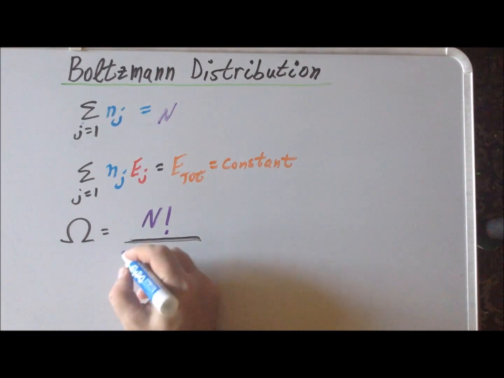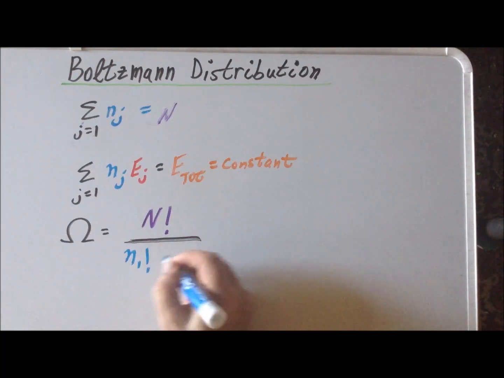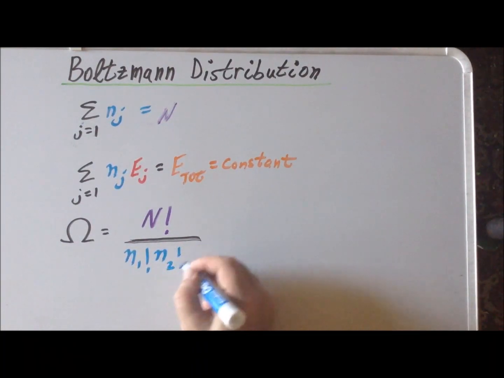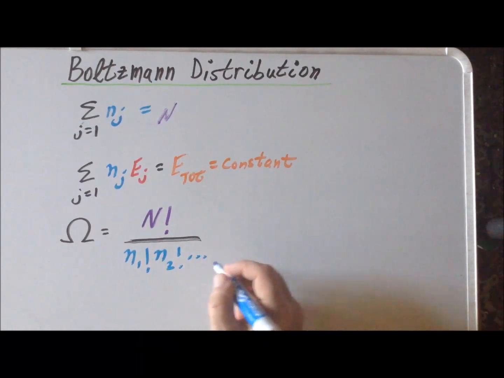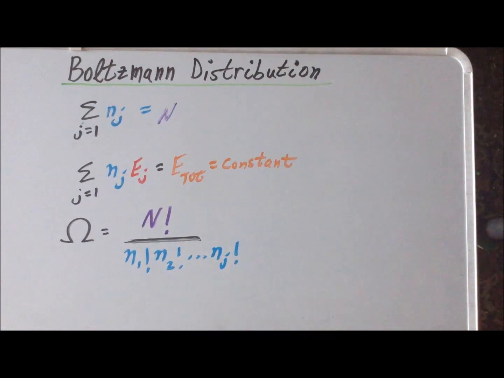the number of systems that are in the first state, factorial, times the number that are in the second state, factorial, and this is going to go up however many as we have. Let's put n sub j, factorial. When we evaluate this, this will give us the number of different ways of distributing the energy among these various different energy levels.